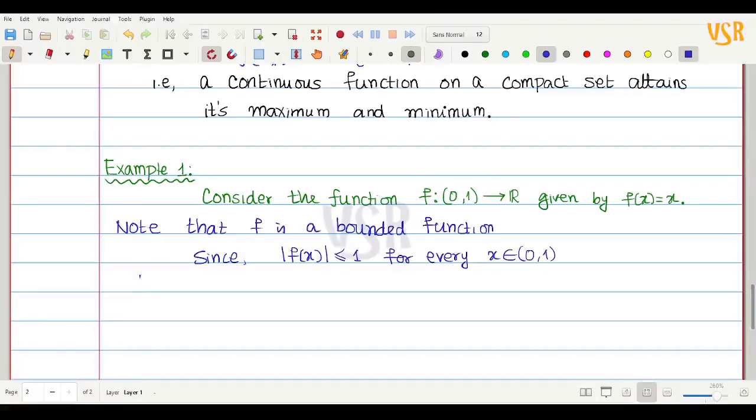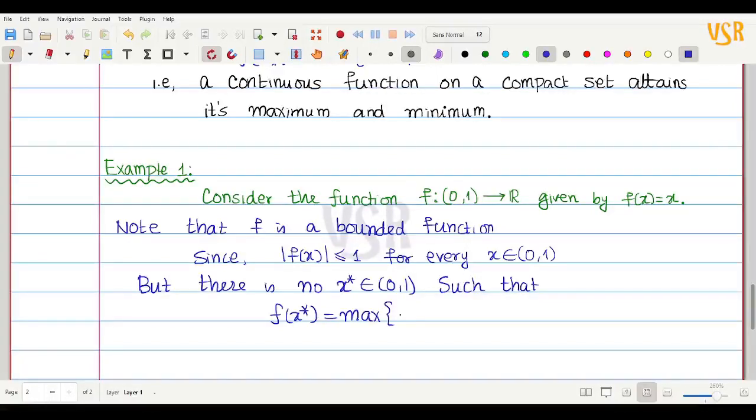But there is no x star belonging to the open interval (0,1) such that f of x star is the maximum of f of x where x belongs to the open interval (0,1). There is no chance of this happening. Why? The value of f of x star is just x star, and x star is in this set.